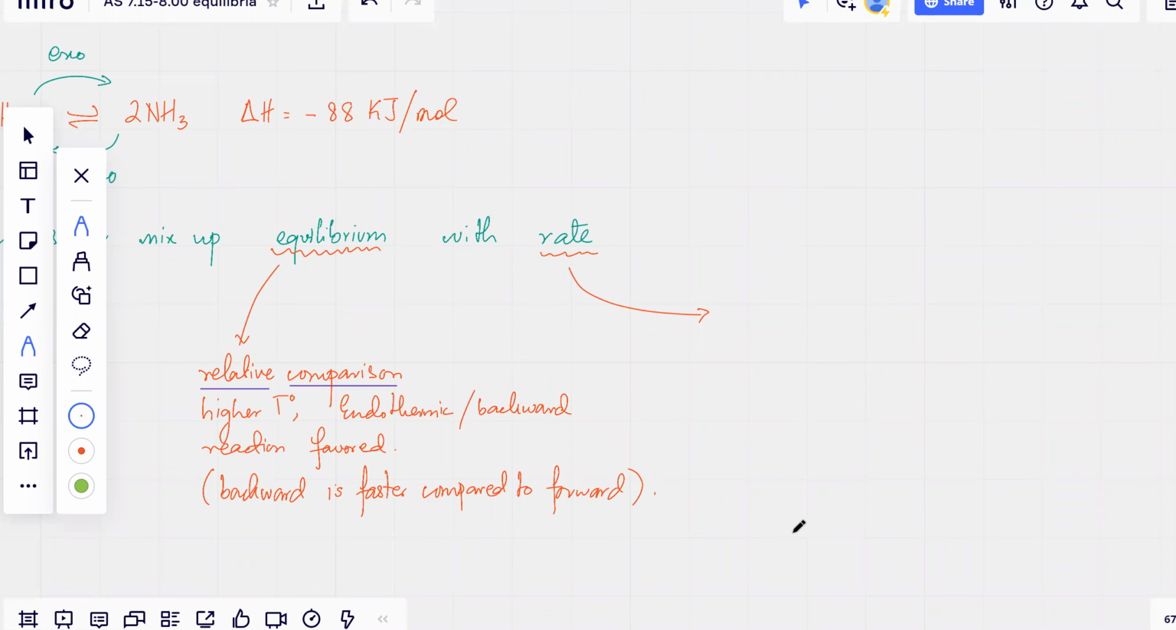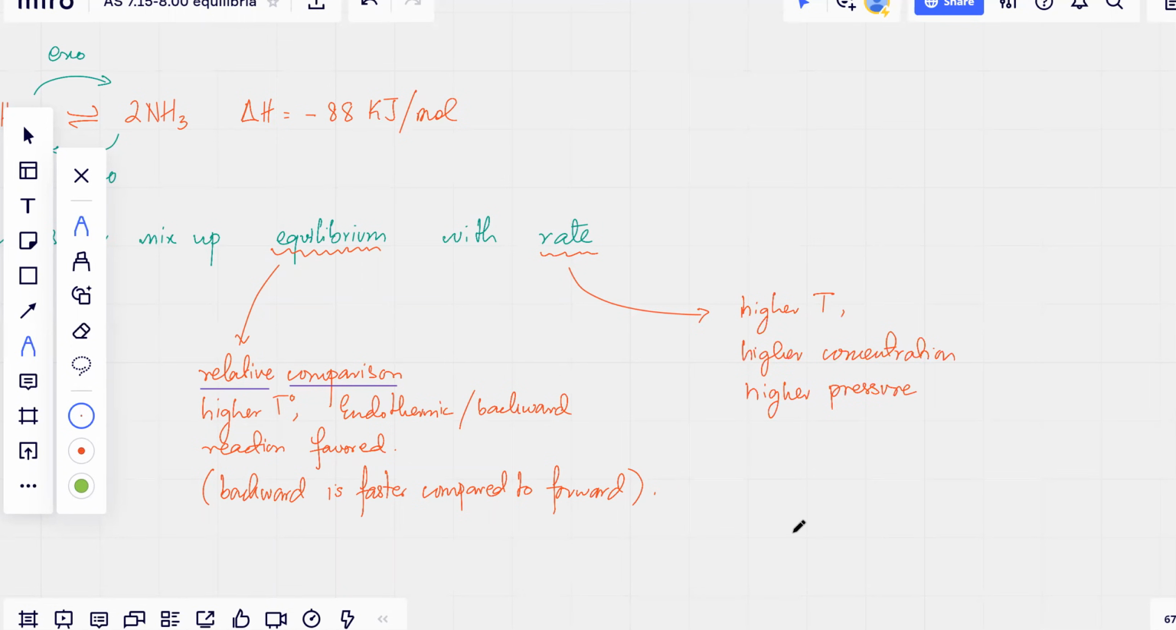But when it talks about rate, then you just have to talk about the rate of the reaction, whether the reaction is speeding up or slowing down, whether it's the backward or the forward, we don't really care. So when does the reaction increase in speed? If you've got a higher temperature, you get a faster reaction. Higher concentration or higher pressure as well.